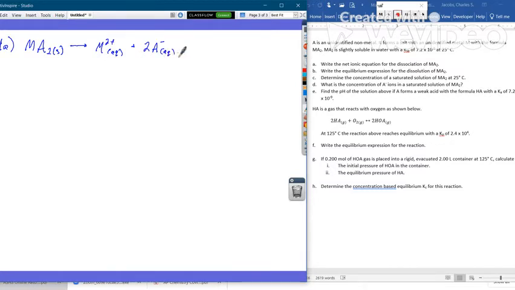Now, this could have been something like, let's say, lead(IV) oxide. So this could have been a +4 and a -2. Without knowing any more than that, there's no way we would be able to tell. All right, but charges aren't going to really affect anything else that comes after that.